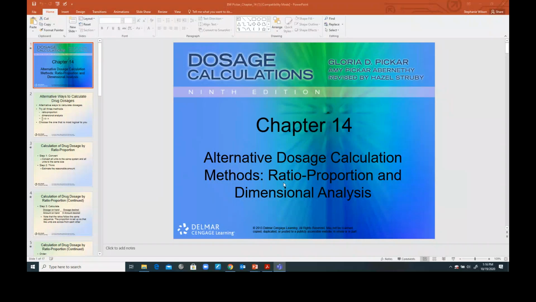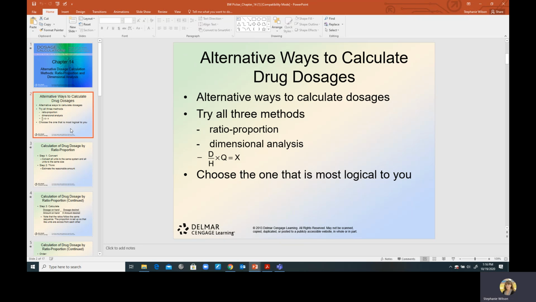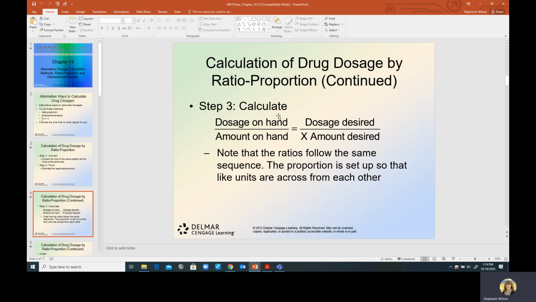So, alternative dosage calculation methods. In this course, we've talked about dimensional analysis. We talked about the formula method. Ratio proportion, we just talked a little bit about it. We don't use a lot of ratio proportion, but every now and then you'll find an instructor that will like the ratio proportion. And I'm going to just skip ahead to it right quick.